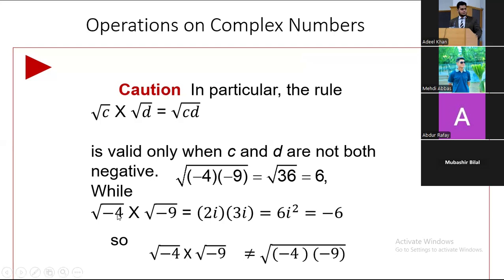Coming towards the next aspect, that is square root of 4 into square root of 9. So it looks like the value of square root of 4 would be represented as 2 iota, and square root of 9 would be represented as 3 iota. 2 threes are 6, and iota multiplied with iota would become iota square. And iota square would also be represented as square root of -1. So it looks like this form.